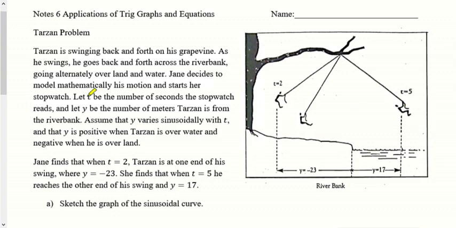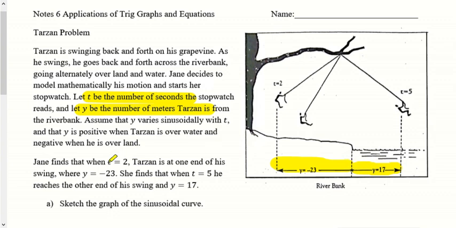Let t be the number of seconds the stopwatch reads, and let y be the number of meters Tarzan is from the riverbank. Assume that y varies sinusoidally with t, and that y is positive when Tarzan's over water. So over here, y is going to be positive when he's over the water, and y is negative when he's over land. So on the land side over here, y will be negative values.